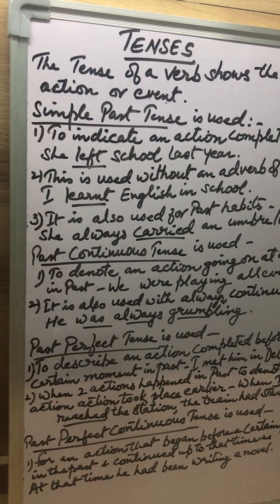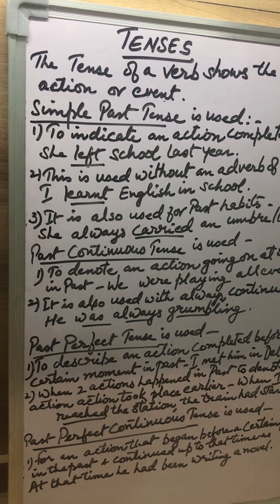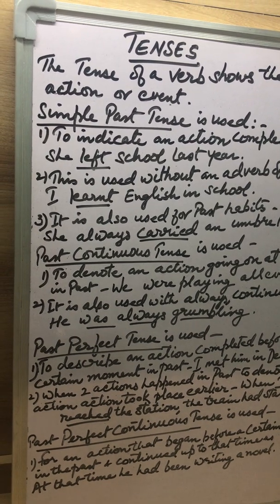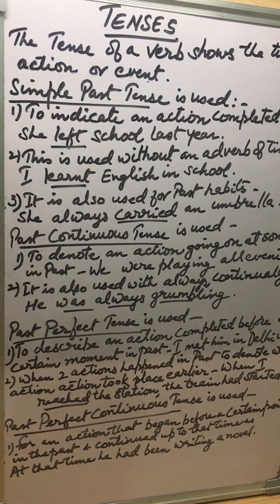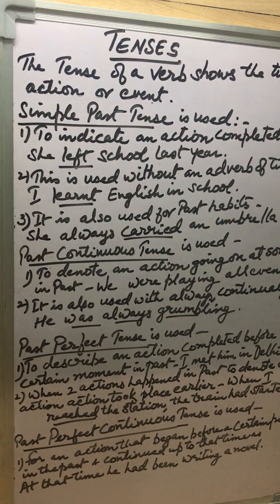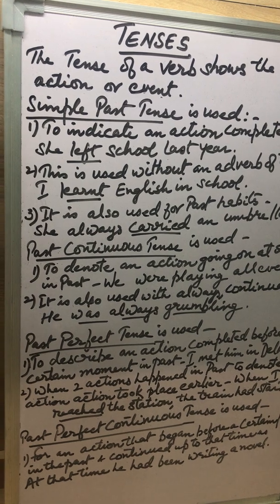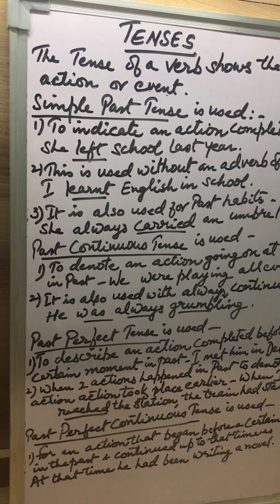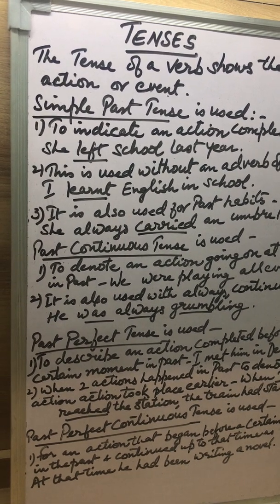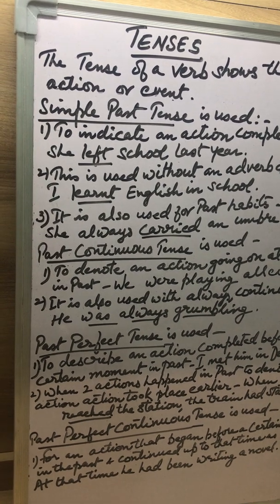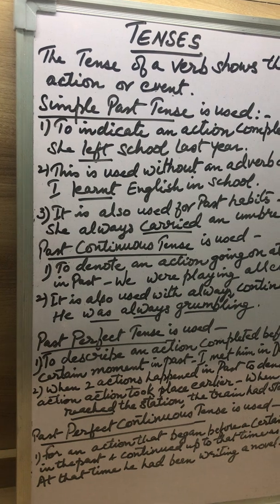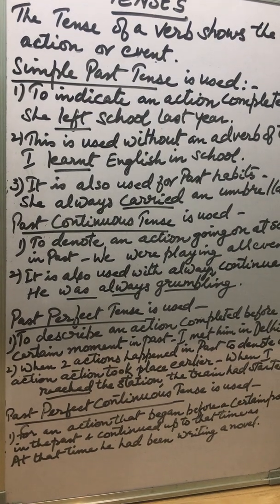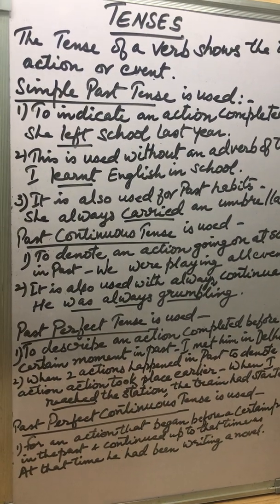The light went out while I was reading. When I saw him, he was playing chess. This tense is also used with always, continually, etc. to show persistent habits in the past. He was always grumbling.